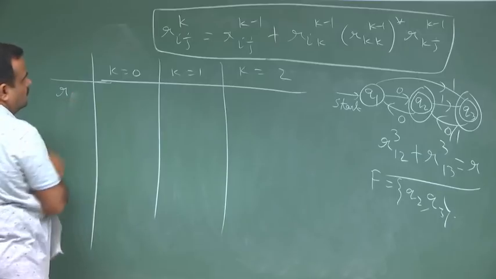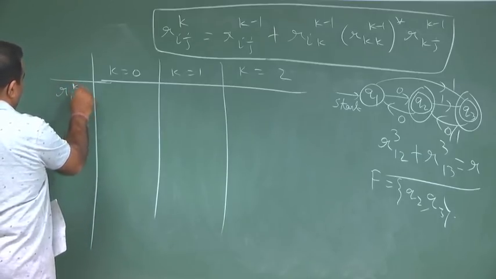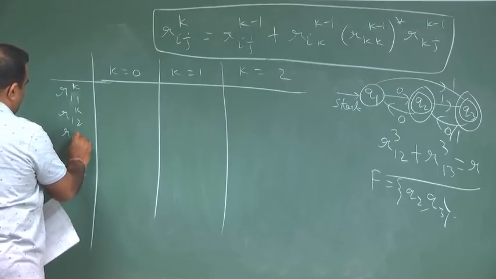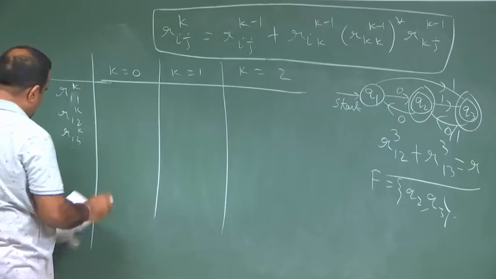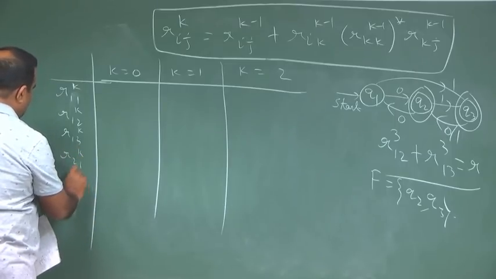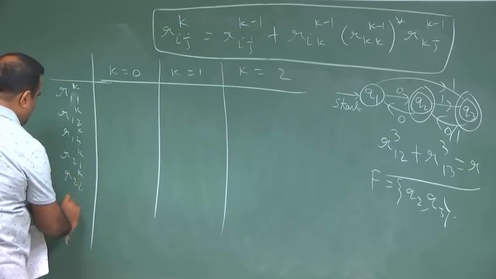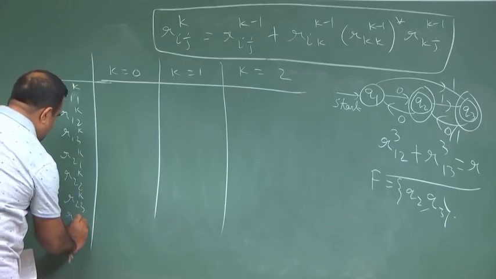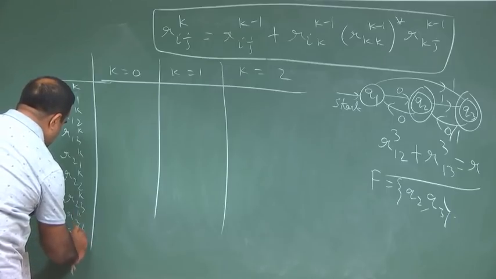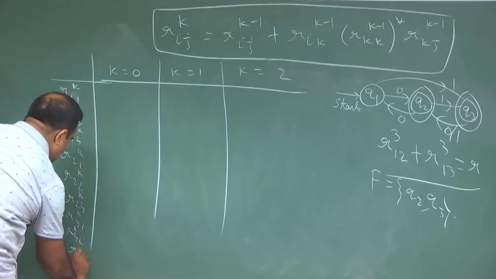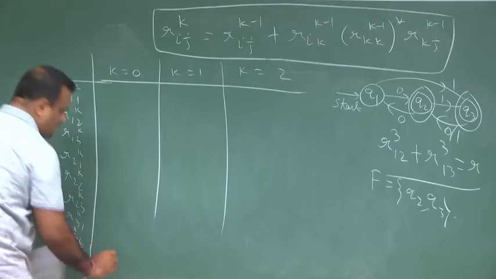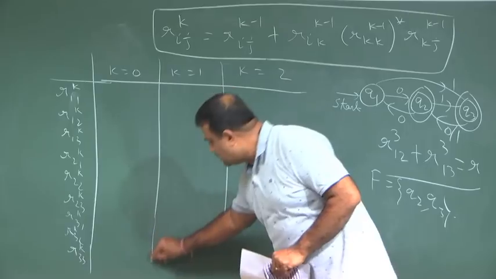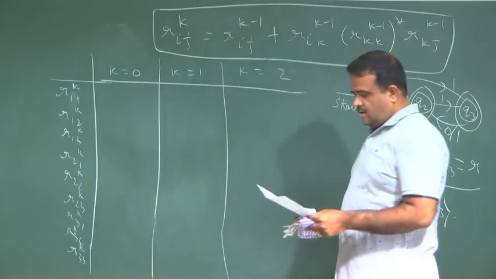R_ij^k. So first we will compute R 1 1 k, then R 1 2 k, R 1 3 k, then R 2 1 k, R 2 2 k, R 2 3 k, then R 3 1 k, R 3 2 k, then R 3 3 k. So we compute all these terms with the k value.